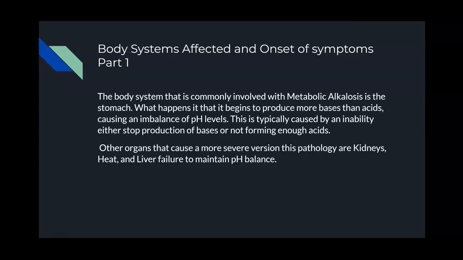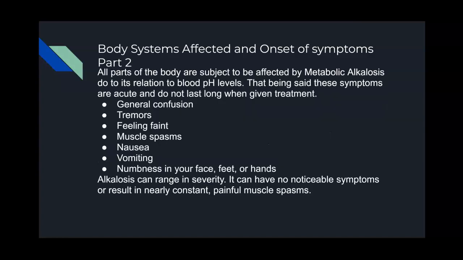Other parts of the body that are also associated with alkalosis can be the kidneys, heart, and liver. It is typically a functional failure of those body parts that maintain pH balance that causes this, and this is more of a severe case than it would be with the stomach. As for parts of the body that get affected by metabolic alkalosis, it can be anything, because the blood goes through every part of the body.